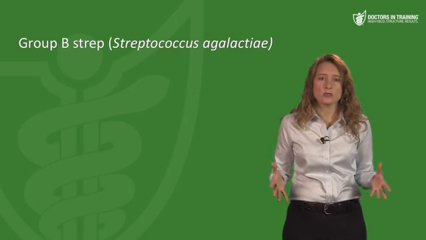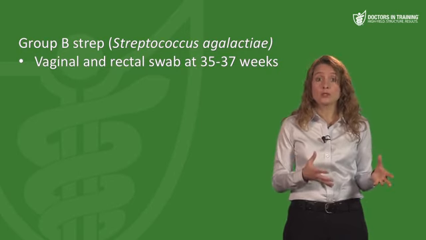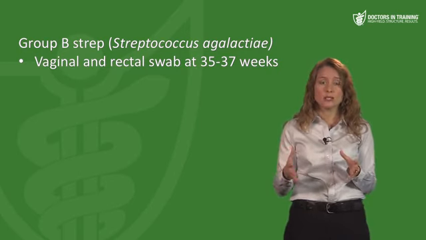So what do we do about this risk? The CDC recommends that obstetricians usually do a vaginal and rectal swab to detect Group B strep colonization at 35 to 37 weeks gestation.